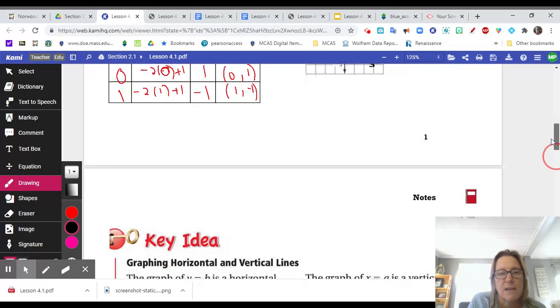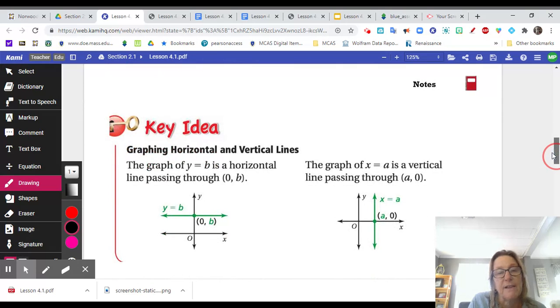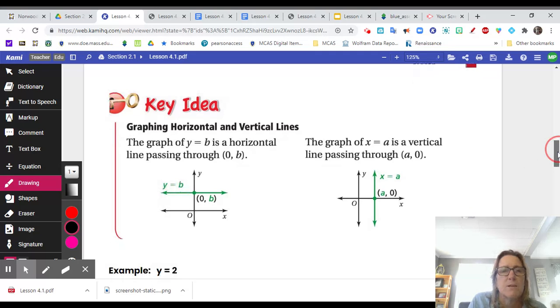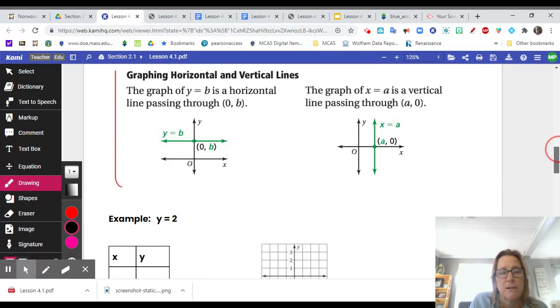What is a line that's perfectly flat? What does that equation look like? A horizontal line. And what about a line that's very, very steep? Exactly vertical, right? They're going to be those extreme cases, and we want to see what their equations look like. So the first one is the horizontal line, when y is equal to a number.